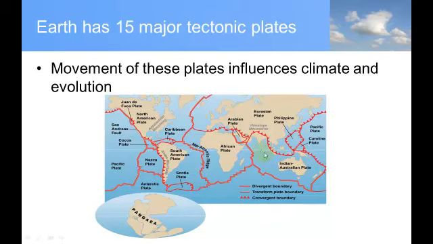So here's the Indian-Australian plate. It's called that because it has both India and Australia as part of it. And this plate has been converging, has been colliding with the Eurasian plate the last 100 millions of years. Other plates are moving next to each other. They have what's known as a transform plate boundary.